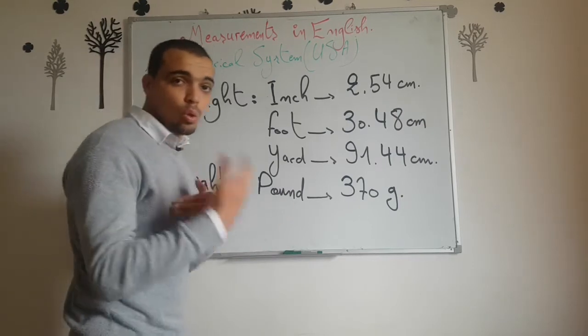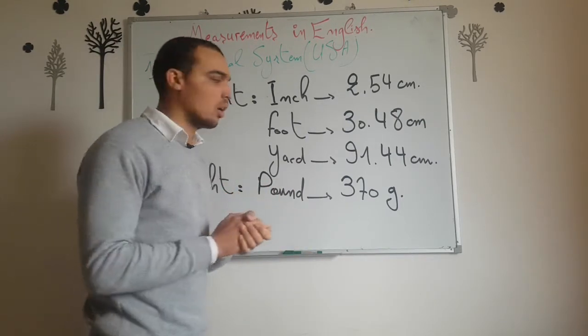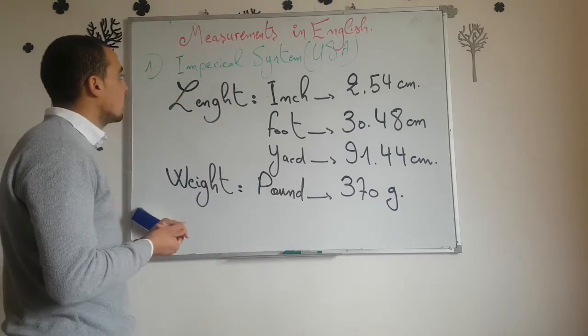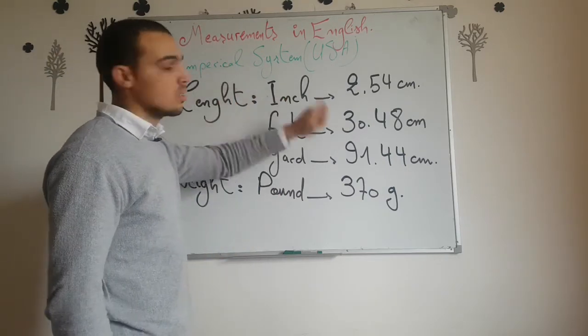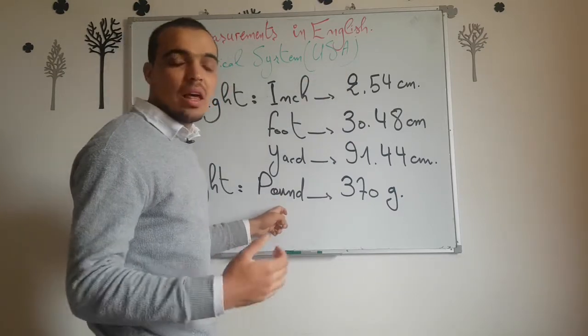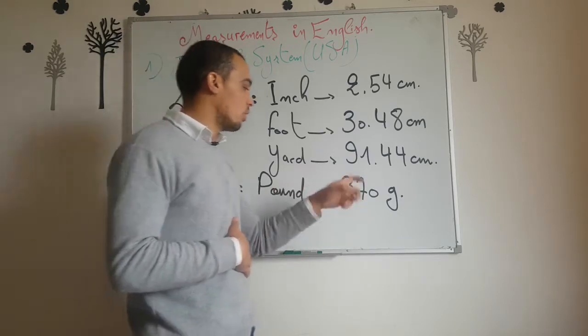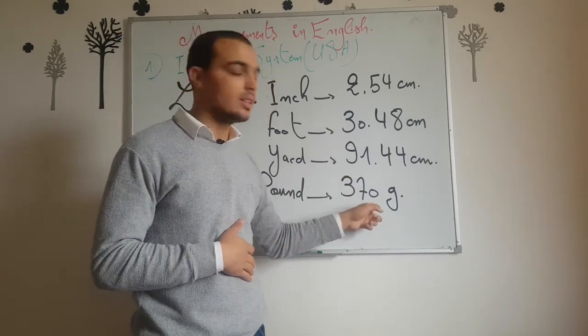Moving on to the weight. While talking about weight, instead of using the kilogram or the gram, in the empirical system, which is used in the United States, they use a lot the pound. Okay, the pound, which is equivalent to 370 grams.